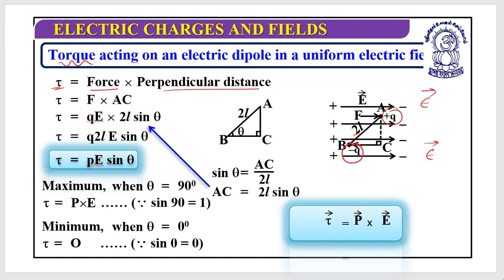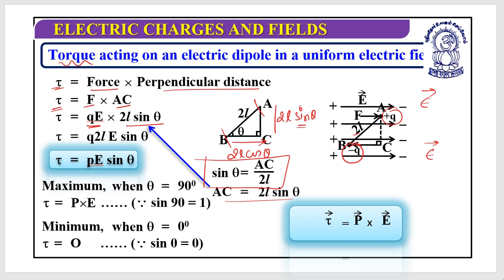Torque is force multiplied by perpendicular distance. Now, this is 2l, the length of the dipole. If I consider this length, that should be 2l cos theta, and this would be 2l sin theta. As I mentioned, sin theta equals AC by 2l, so the perpendicular distance AC equals 2l sin theta. Now torque equals force multiplied by AC. In the previous slide we saw that force equals qE. So this is qE multiplied by 2l sin theta.